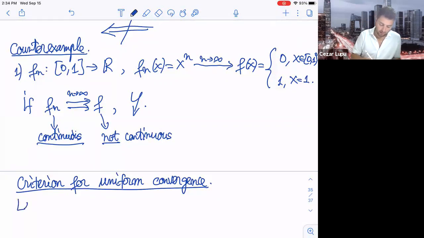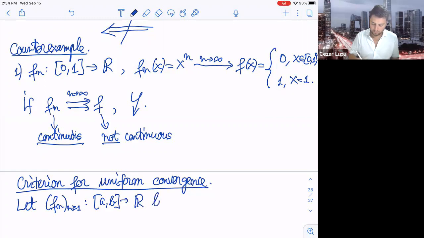So let us consider a sequence of functions, and let's just say again, defined on a closed and bounded interval AB, real valued, be a sequence of functions.